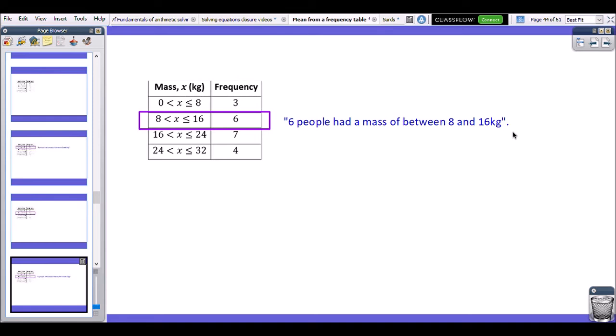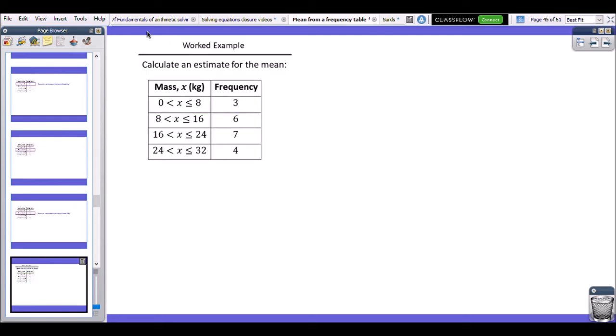But what if they asked us to calculate the mean from this frequency table? Well, in all honesty, we can't calculate the mean from this because we don't know the actual values. We don't know the mass of these people. All we've got is something rough, we just have a class interval. So they won't ask you for the mean, they'll ask you to estimate the mean. So if we're estimating from a group frequency table like this, what I'm about to say is very, very important.